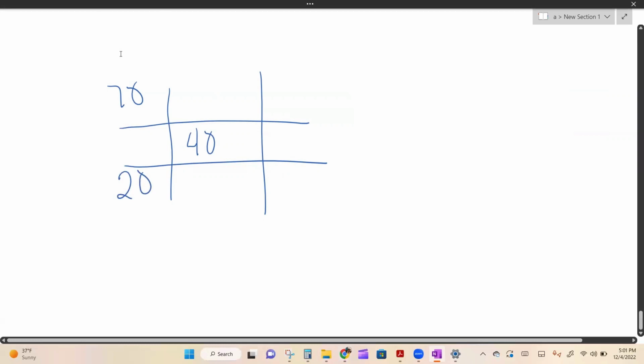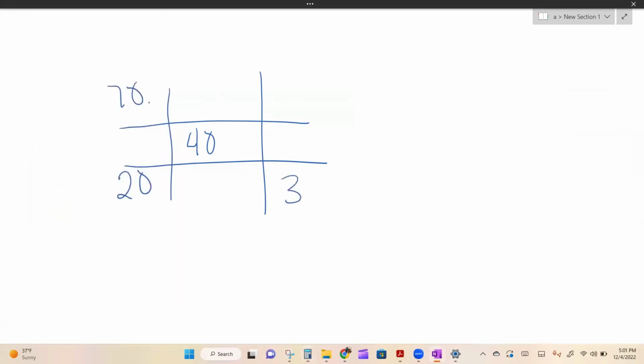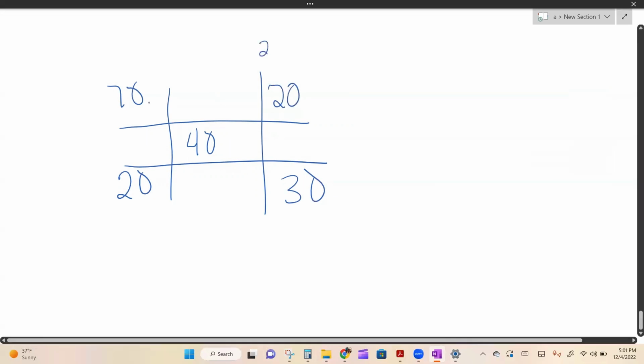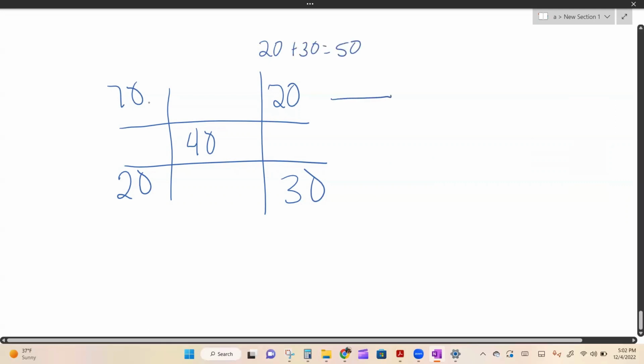All right. Then we're going to fill out these two corners. So we're going to do the difference between 70 and 40. So 70 minus 40 is 30, and that will go here. So I'm just going directly across. And then this one, 40 minus 20 is 20. So that's going to go here. And then now I'm going to add these two numbers together, 20 plus 30, which is 50. And then I'm going to write a fraction bar next to them, and on the bottom, my 50 is going to be there.